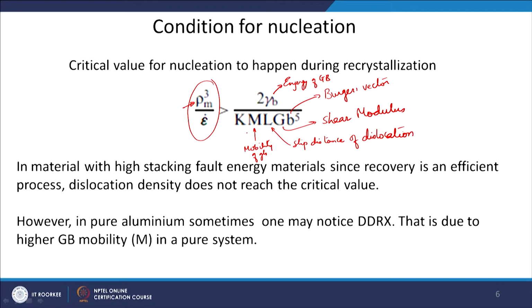So, because the m is in the denominator, the value of this ratio will be lower. So, you require less dislocation density also to start the nucleation process. So, either you have a lower efficiency of recovery, so that you can easily reach a high value of dislocation density, or you can have a higher mobility of the grain boundary, so that this ratio itself has a lower value. So, with a smaller dislocation density also I should be able to reach the critical value of nucleation.